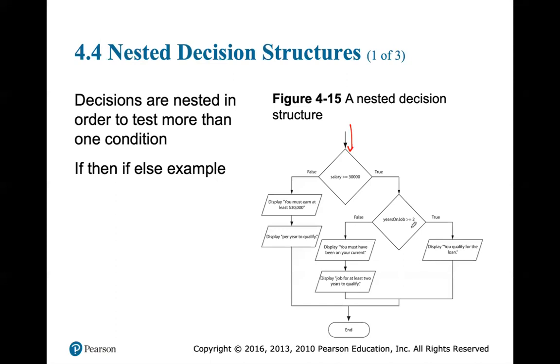We are trying to qualify for the loan. The first thing that's going to be checked is if our salary is greater than or equal to 30,000. If it is true, we're going to follow this arrow right here. However, if it is false, we're immediately not qualified for the loan, and we see that you must earn at least $30,000 per year to qualify. We go straight to the end. If we do not meet the first condition, the program will not even let us do any other comparisons.